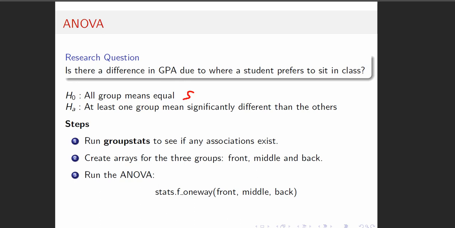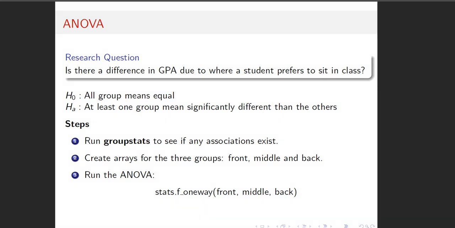Right? So like I said before, same is the null hypothesis. That's the big idea of the null hypothesis. And the big idea of the alternative is that no, there's a difference in group means. So the null hypothesis is that all group means are approximately equal, they're the same. The alternative is that at least one group mean is significantly different than the others.